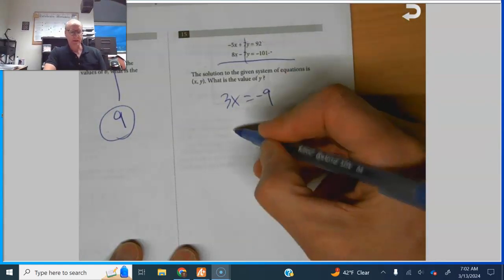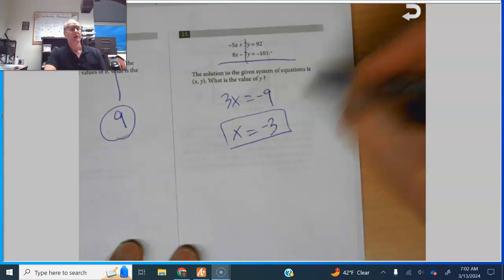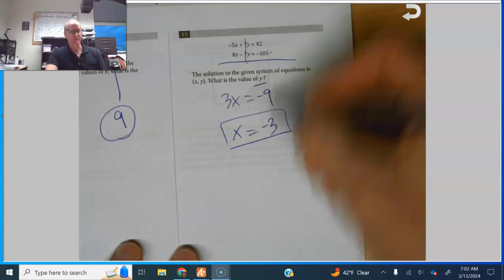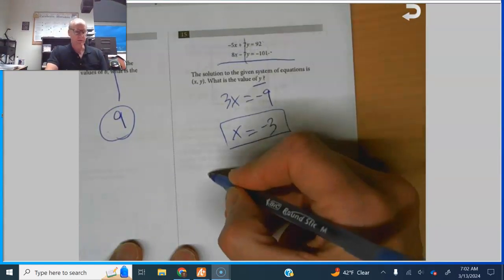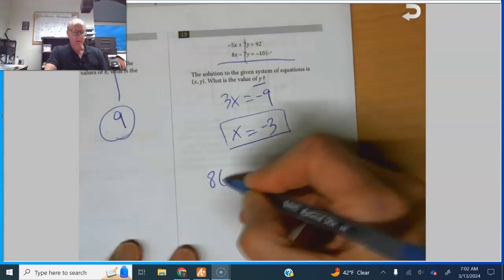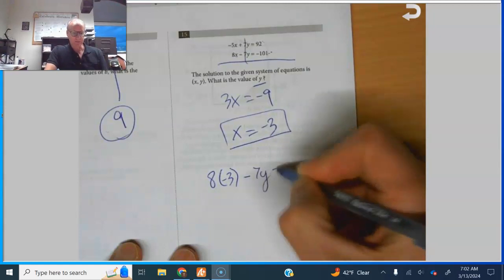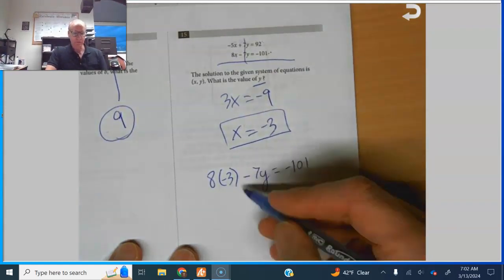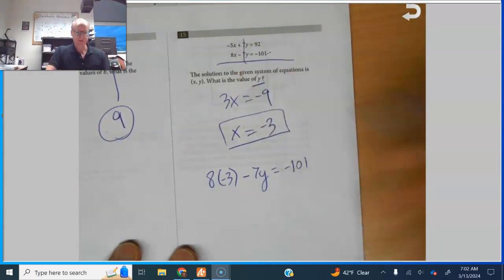Divide by 3, and we get x equals negative 3, but that is not your answer. They ask for the value of y, so you still have to substitute in your negative 3 to find your y. I'm going to put it in this one, I guess. 8 times negative 3 minus 7y is equal to negative 101. This is going to be negative 24. Let me make sure I've got my equation correct. Okay, so I just substituted in this one.